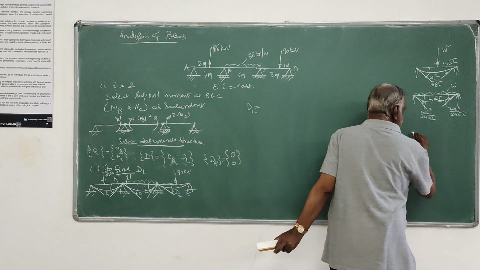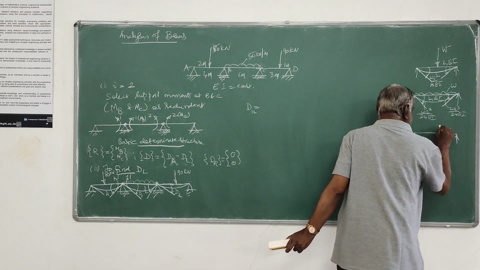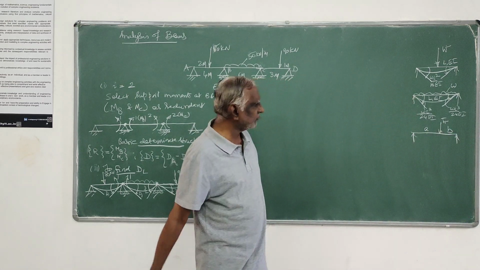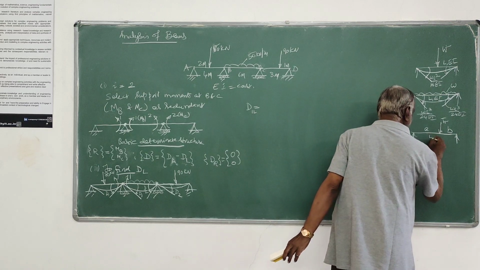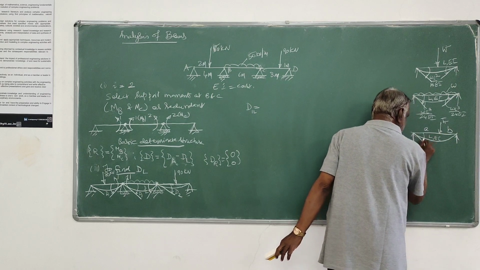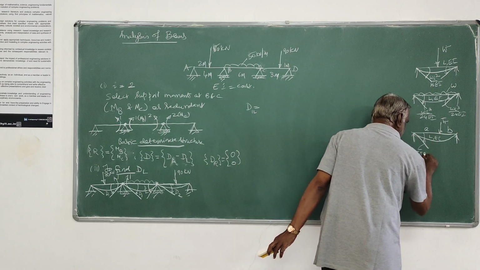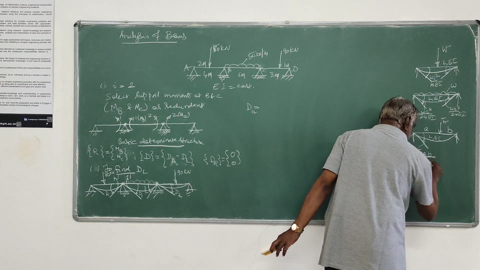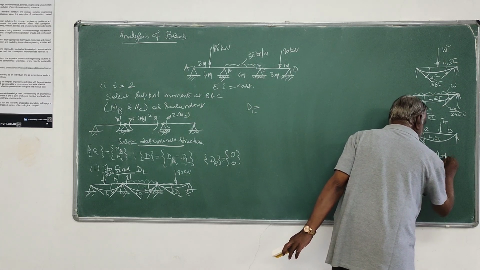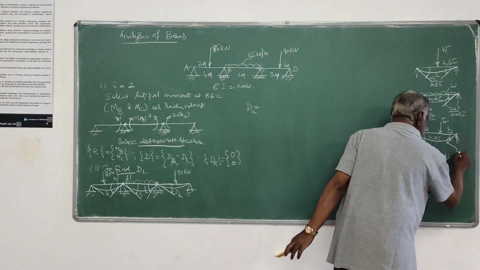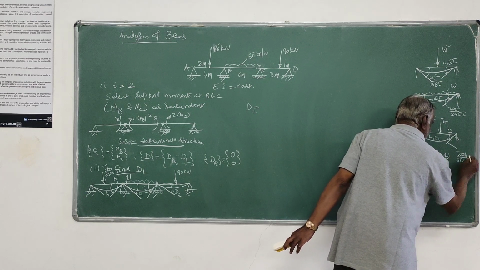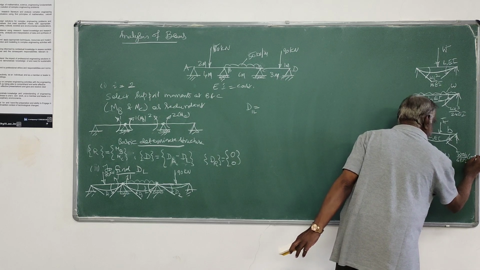Similarly, another loading case I have, that is an eccentric load W. If it is acting at a distance A from the left hand, B from the right hand, span L, flexural rigidity EI, then the slope at the left hand is given by WAB by 6 EIL into L plus B. Here it becomes WAB by 6 EIL into L plus A.